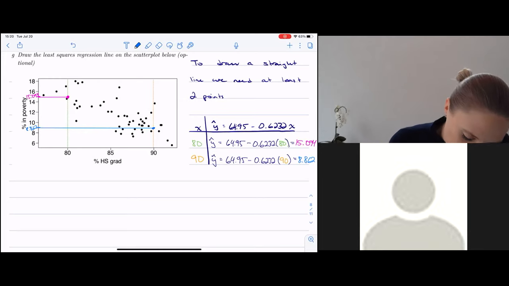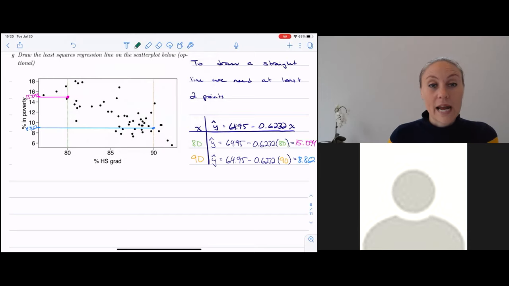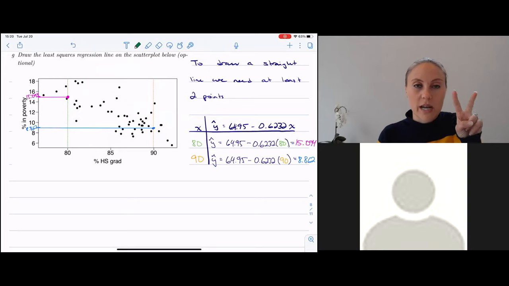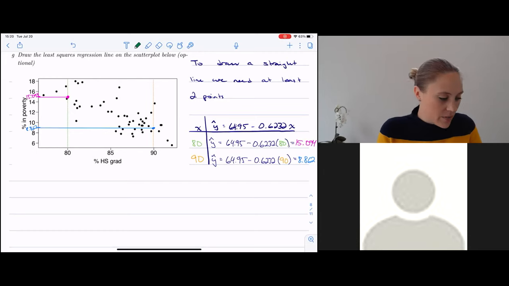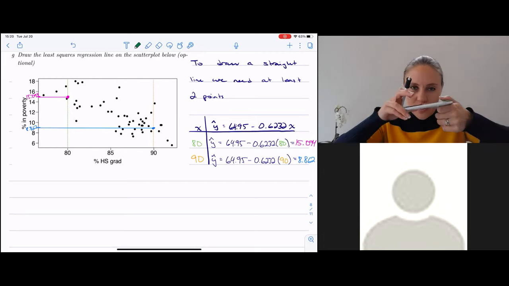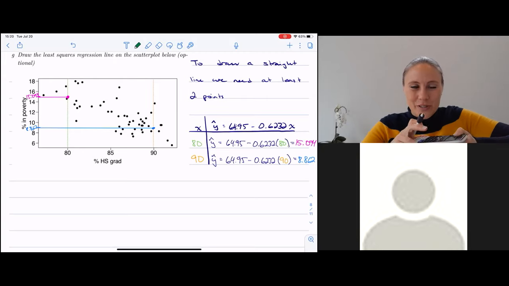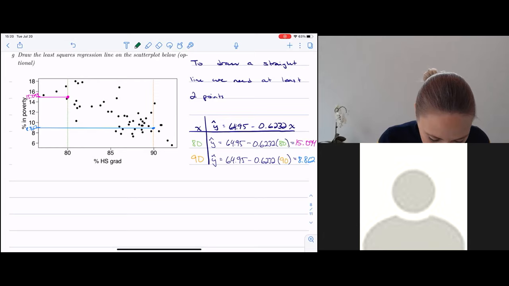Okay. Now I'm all out of colors, but what I have is two points, two XY coordinates. Typically for in-person classes, I just say, use this as your straight edge. It's not perfectly straight, but it's straight enough. Then you put this down over your two dots, line them up, connect the dots and extend the line, and then you're done.